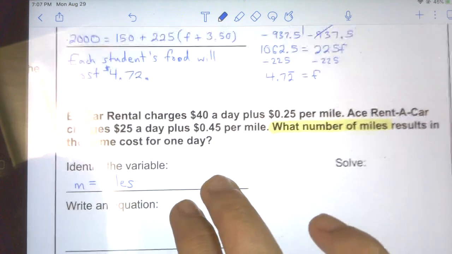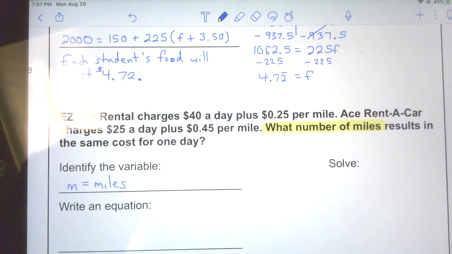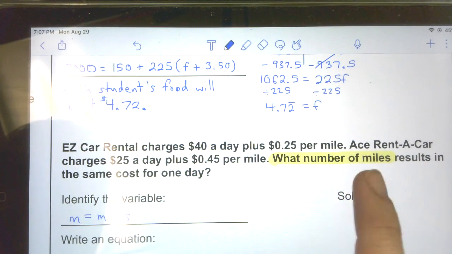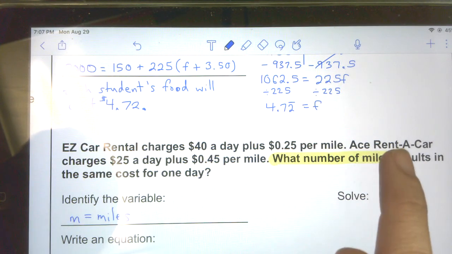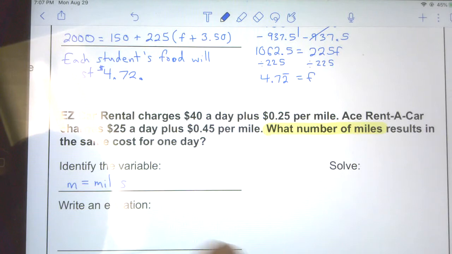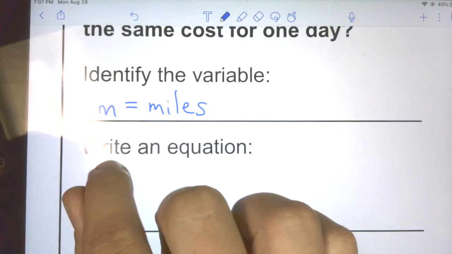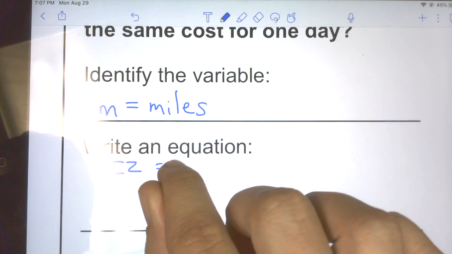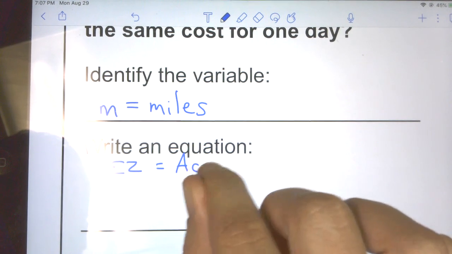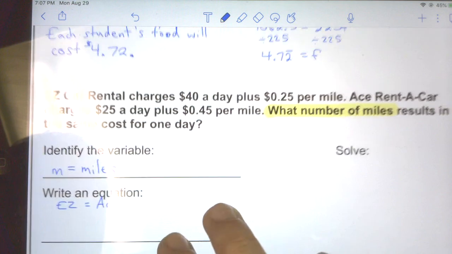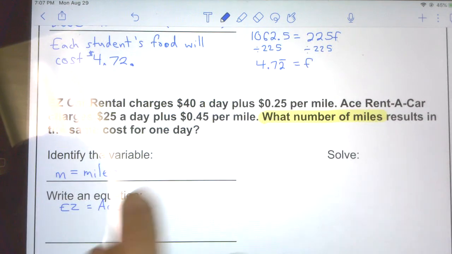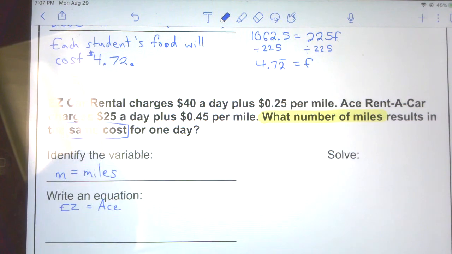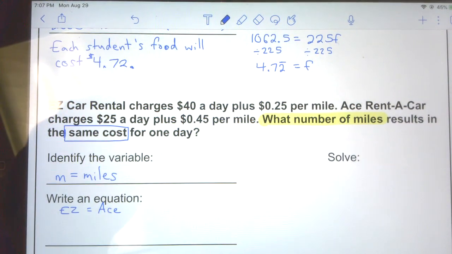Then we need to write an equation, and this one is kind of a comparison of two companies here. We've got the Easy Car Rental and the Ace Rent a Car. So for our equation, I'm going to do the Easy Car and set that equal to the Ace Car. And the reason I know to set it equal to each other is because we're looking for the same cost, which indicates we want them to be equal.